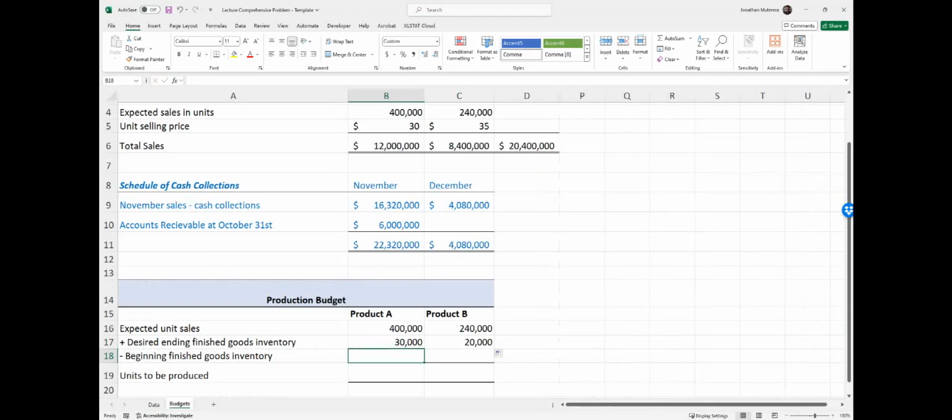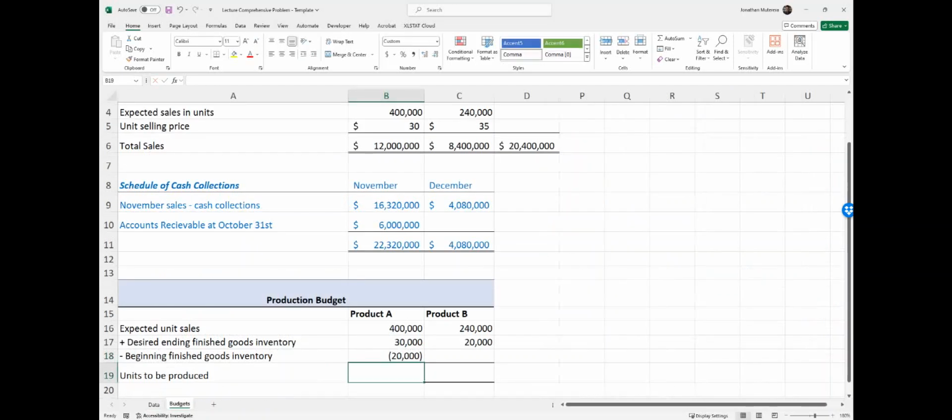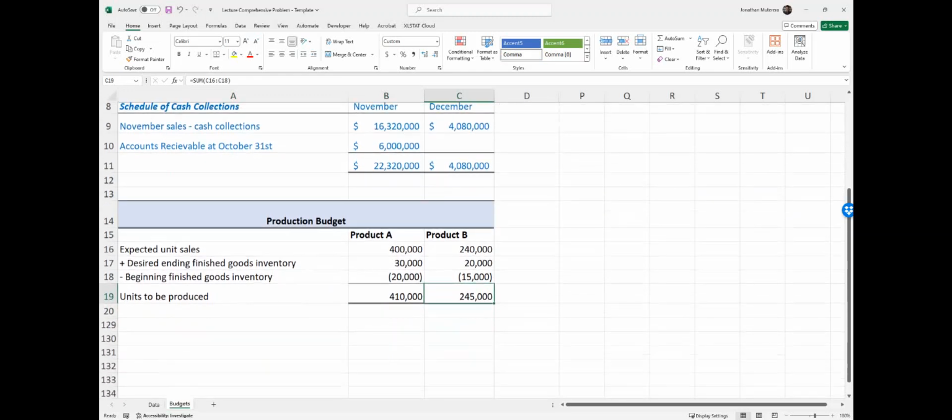And then we'll need to subtract the units that are in beginning inventory. So the units in beginning inventory, 20,000 for product A, 15,000 for product B. And then that would give us the units that need to be produced for each of the products. So 410,000 units for product A, 245,000 units for product B.